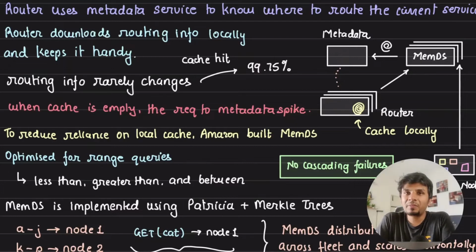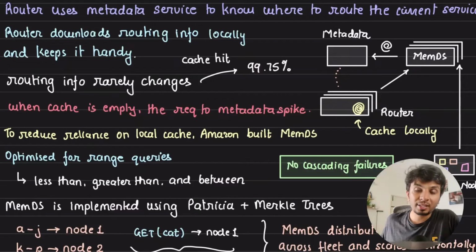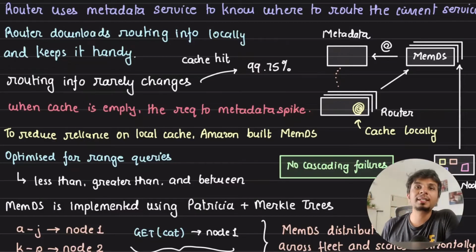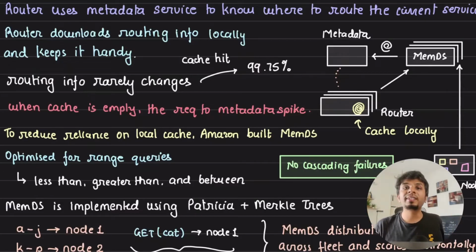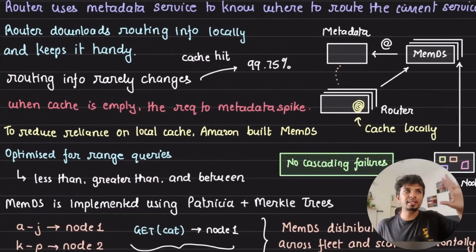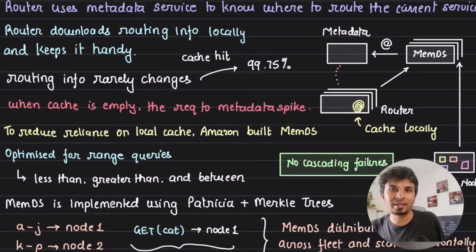To prevent this from happening, because this is a huge pain, in case your router service restarts or the cache invalidates, there is a huge spike on the metadata service. This would break things. So what's the solution? Amazon built something called MemDS, an in-memory remote distributed data store, which is optimized for range queries. For example, given this key, find which partition holds it. From that partition, you'd know which storage node that partition is present on, right?